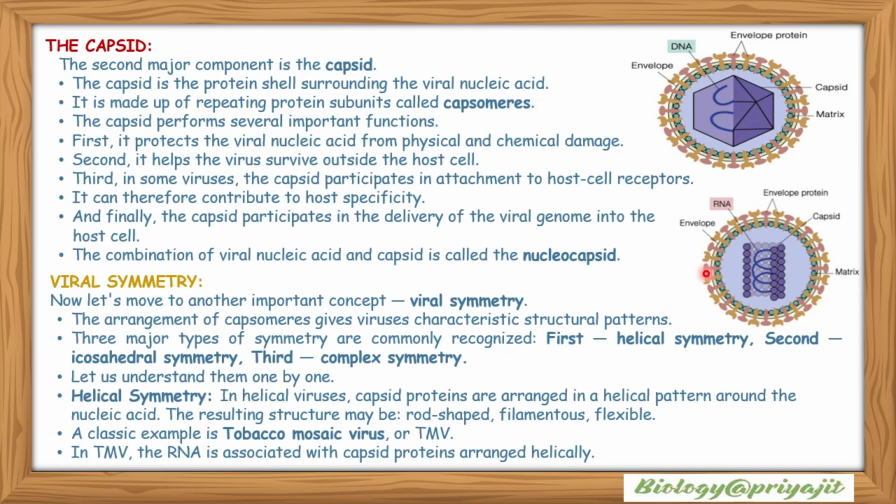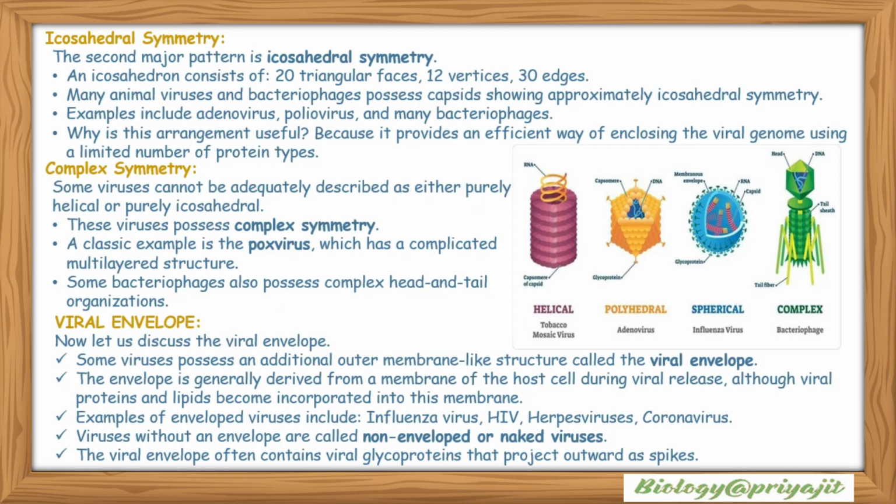Helical symmetry. In simple viruses, capsid proteins are arranged in a helical pattern around the nucleic acid. The resulting structure may be rod-shaped, filamentous and flexible. A classical example is tobacco mosaic virus or TMV. In TMV, the RNA is associated with capsid proteins arranged helically.